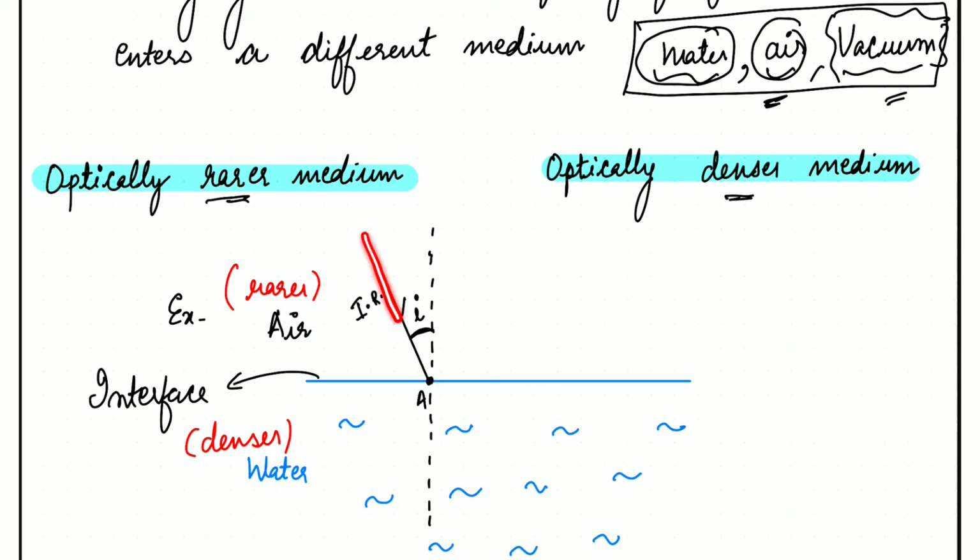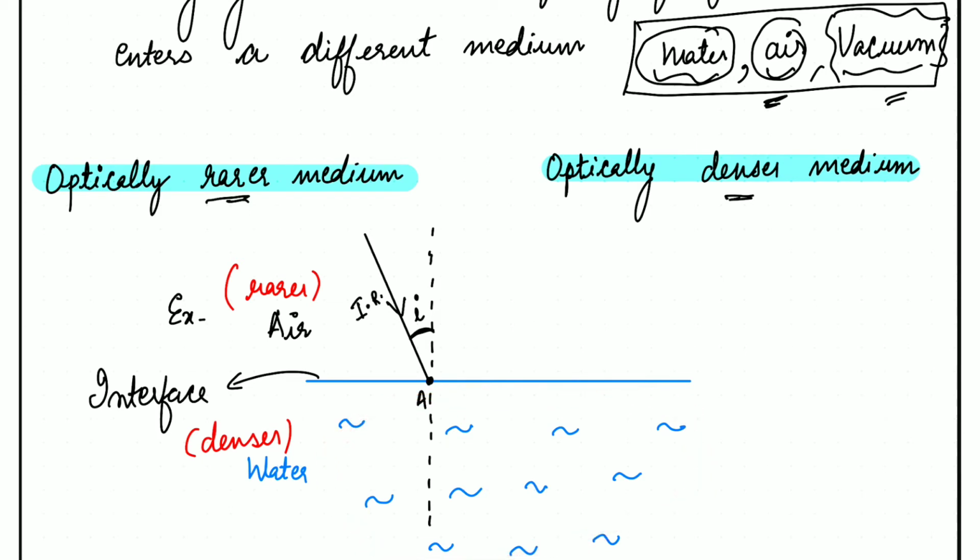All right, so we have this incident light, right? Incident ray, which is like incident point A. Now we're entering from rarer to denser medium, right? So this is the property of your optically denser medium. So basically light is traveling here, right? As the light is traveling from a rarer to denser medium, the speed of light is going to be affected here, right? Because right now water is a denser medium.